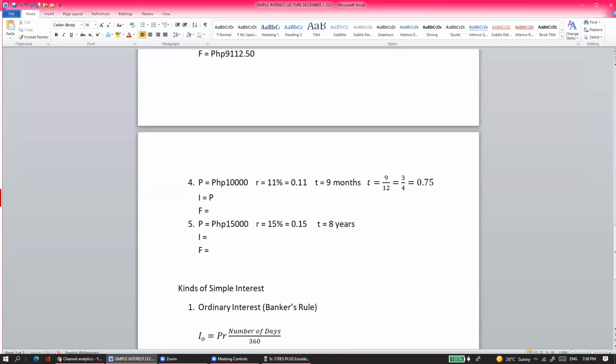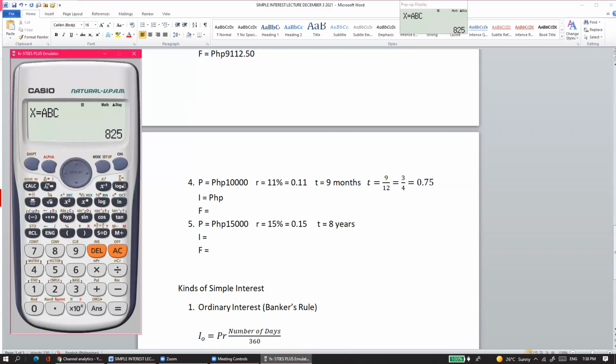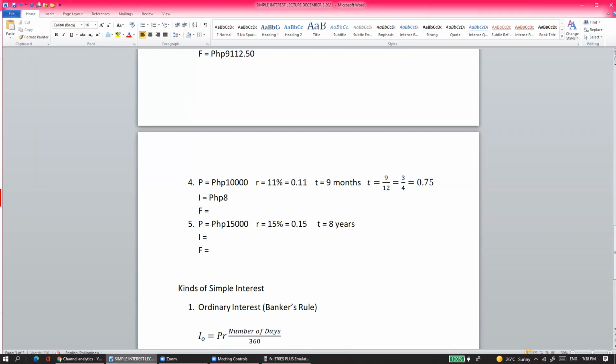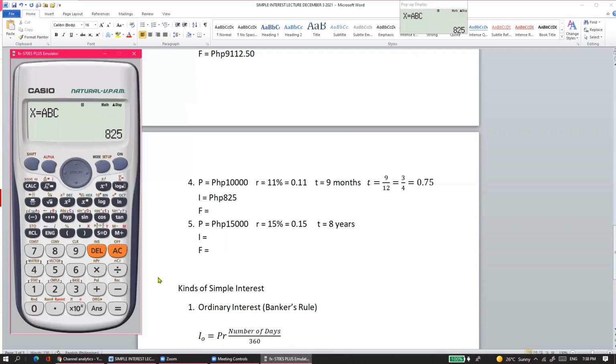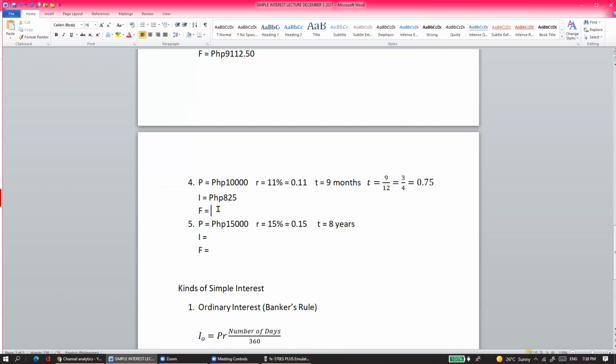Once I press the equal, the value or the result for the simple interest is already here, 825 pesos. So meaning to say, ang interest natin na kinita ng 10,000 pesos is actually equal to, see again the result, 825 pesos. So I'll type 825. Now pagdating sa F, ipapress ko lang uli ng isang beses pa ang equal, automatic, ayan na siya. 10,825. So I'll type 10,825. So that's how good this calculator is, anak. Okay, so let's proceed again.